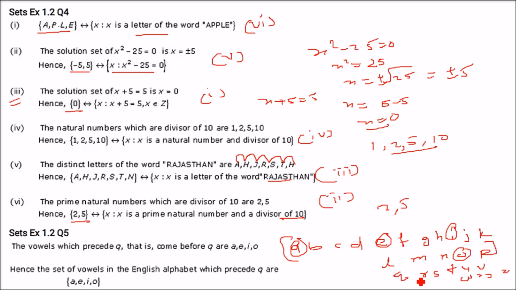Here is Q, and only U is coming afterwards. So the answer is A, E, I, O, no U. Only U is coming after this Q. So the answer will be A, E, I, O. No U. Okay.